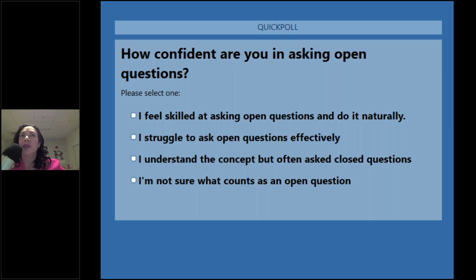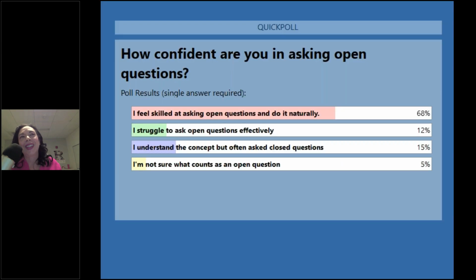All right, we'll give it a few more seconds. I'm seeing 66% voted. Let's see if we can get it up to 80. All right, let's go ahead and close that out and look at the results. So we have 68%. Wow.